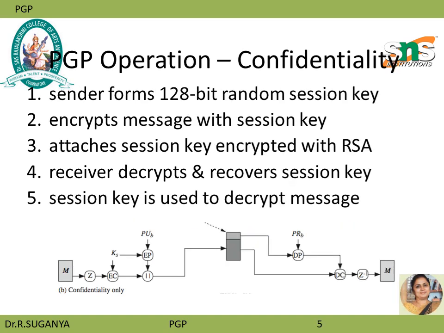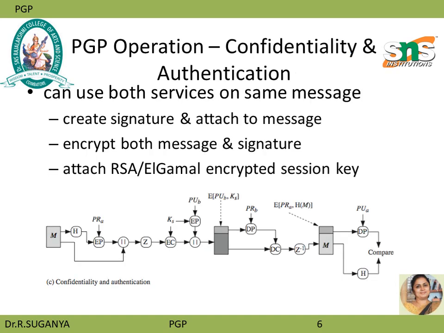So next is the confidentiality operation of PGP. The sender forms a 128-bit random session key, and then encrypts the message with the session key. It attaches the session key encrypted with RSA, and the receiver decrypts and recovers the session key. The session key is used to decrypt the message. So this is the confidentiality operation of PGP.